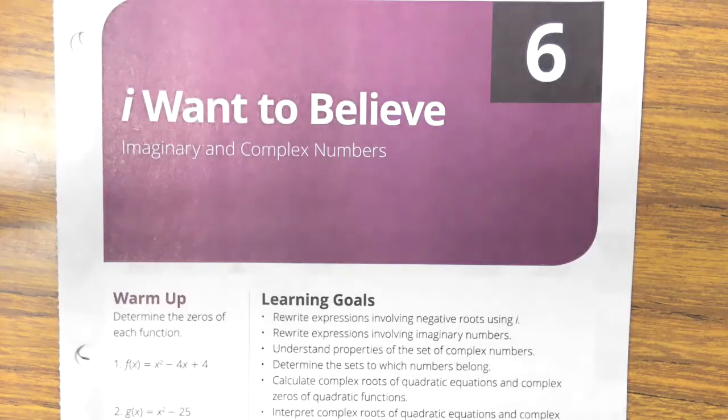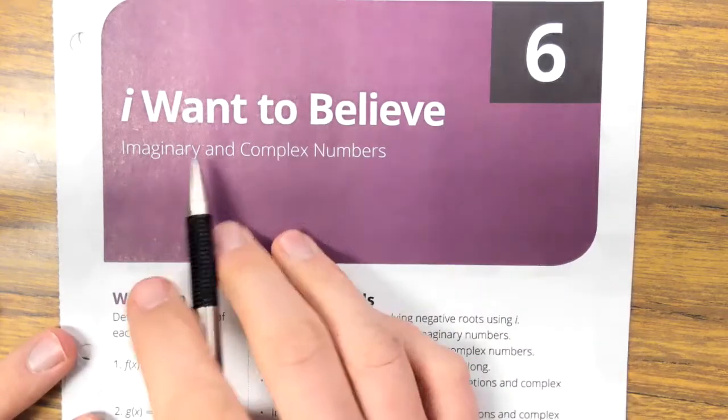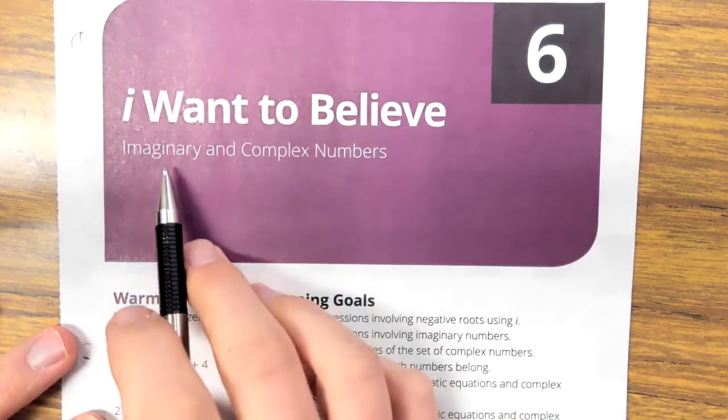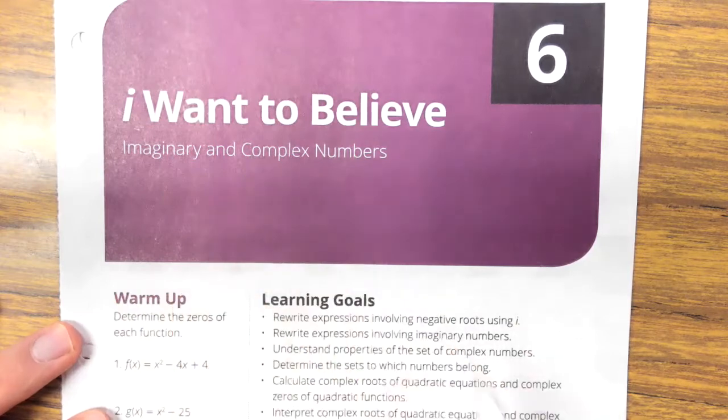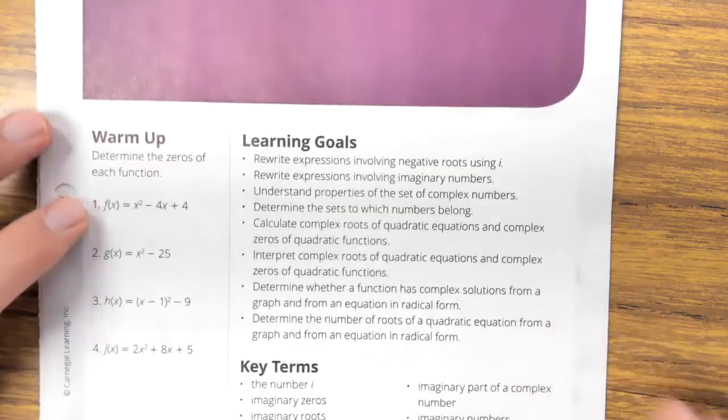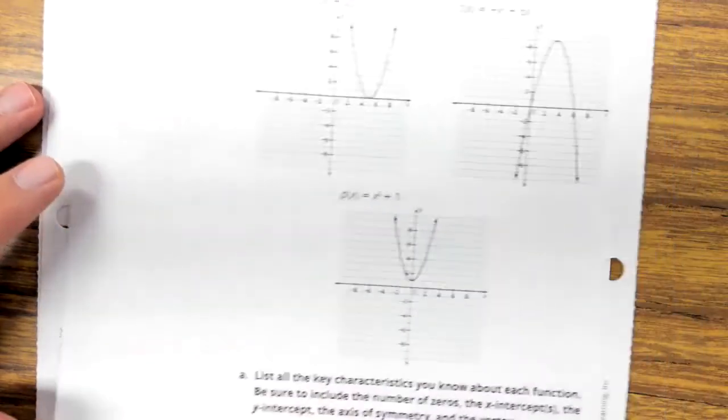Hey everybody, we are working through your textbook today. We're starting this new kind of chapter. It's called I Want to Believe, but what it's really about is imaginary and complex numbers. And I am starting off on page M1-93 and really looking at this page right here.